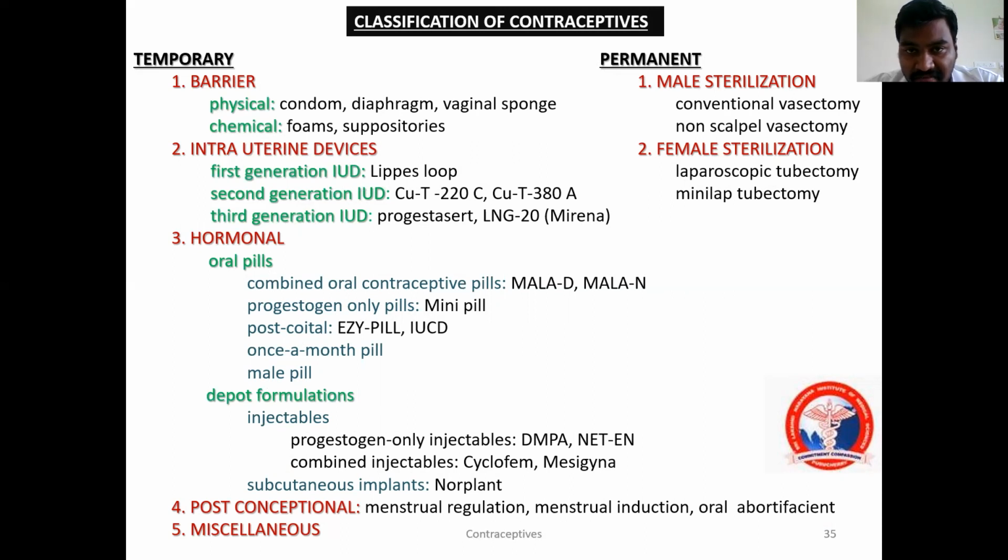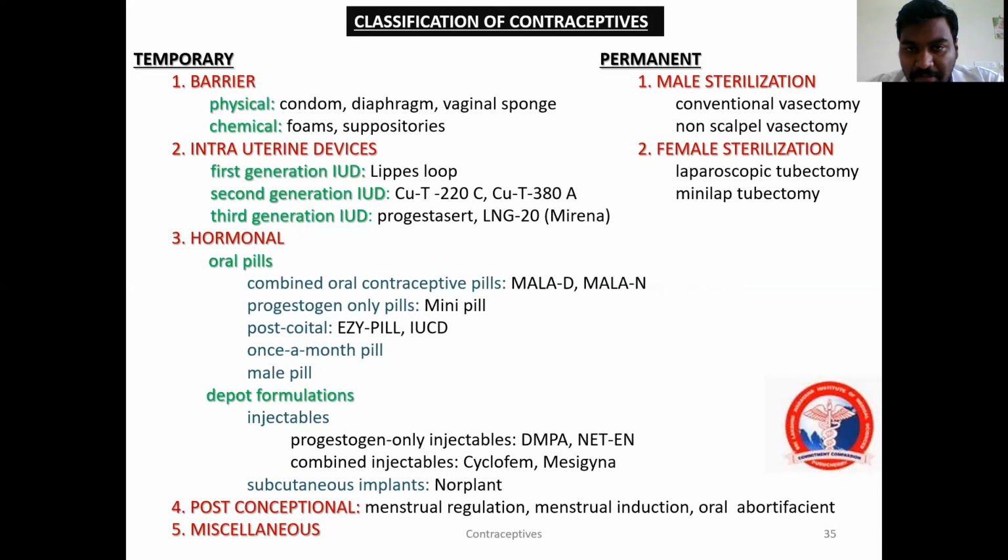Conventional vasectomy is also available, but whether the patient uses non-scalpel or conventional vasectomy, there might be a chance of live sperm in the semen. So he should be advised to use one of the contraceptive methods, such as a barrier method, for at least 1 month.